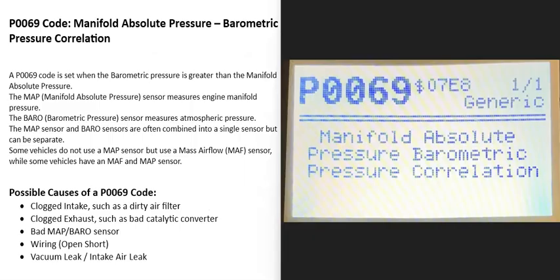So today I'm talking about a P0069 code, what it is and how you can go about fixing it. And so what is a P0069 code? Well, it's a manifold absolute pressure, barometric pressure correlation. And so what does this mean?